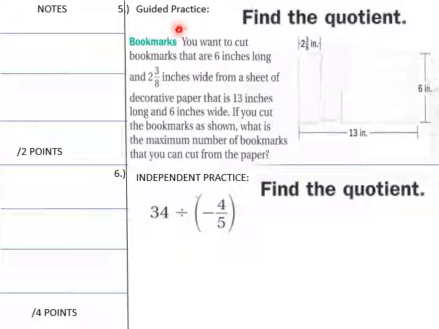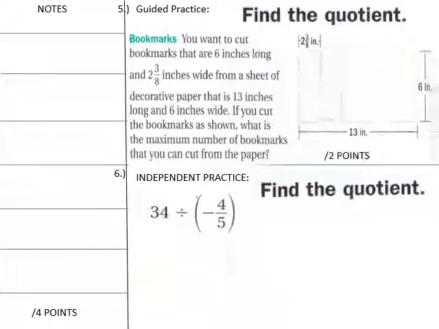Okay, let's go into a guided practice here. You want to cut bookmarks that are 6 inches long and 2 3/8 inches wide from a sheet of decorative paper that is 13 inches long and 6 inches wide. If you cut the bookmarks as shown, like up here, what is the maximum number of bookmarks that you can cut from the paper? That's our guided practice. Students, this one down here is yours. Let's do that one on your own.